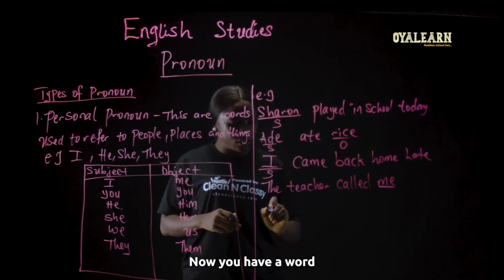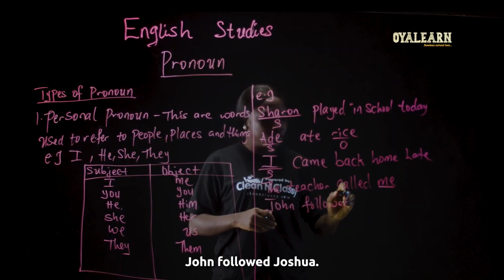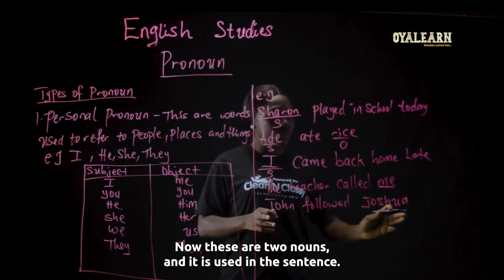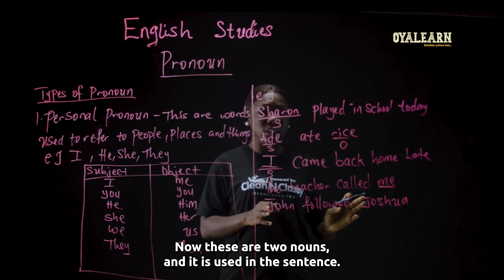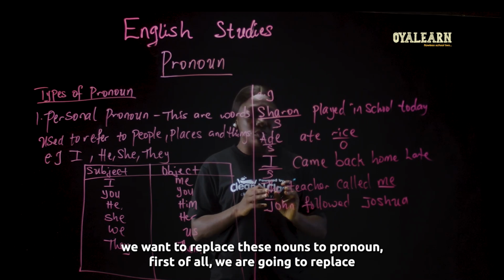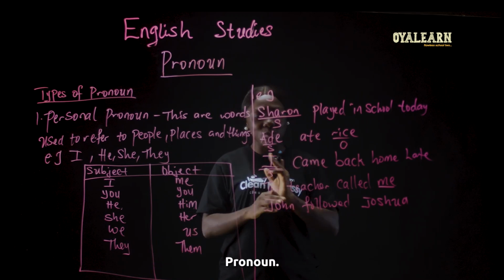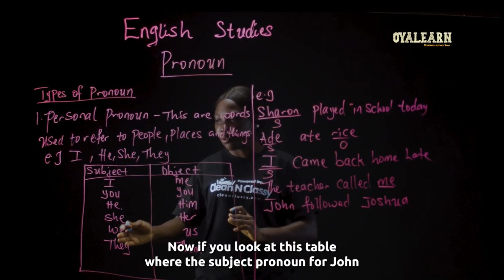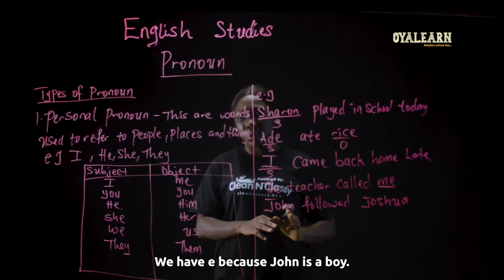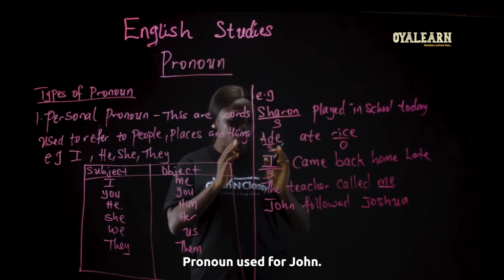Now you have a sentence: John followed Joshua. Now these are two nouns used in the sentence. We want to replace these nouns with pronouns. First of all, we are going to replace John with a subject pronoun. If you look at this table, where's the subject pronoun for John? We have he, because John is a boy. So the word he is the pronoun used for John.